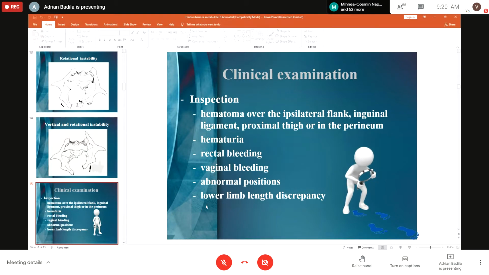If we have lower limb length discrepancy, that means that we have a fracture with vertical instability. One hemipelvis is ascended, and the lower limb on this side can have a false shortening. It's not a real shortening. It's because the whole hemipelvis and the whole lower limb is ascended because we have a vertically unstable fracture.